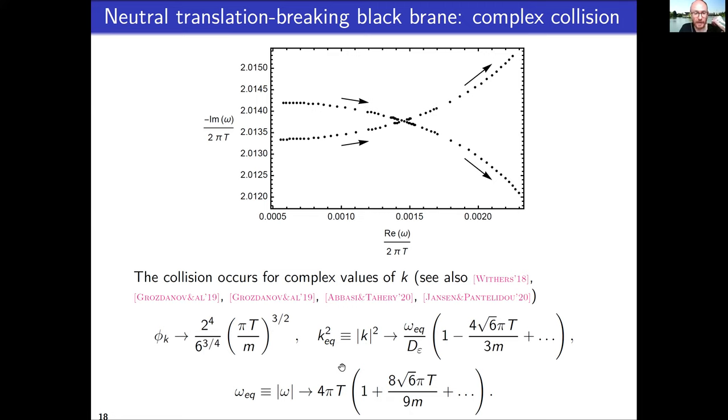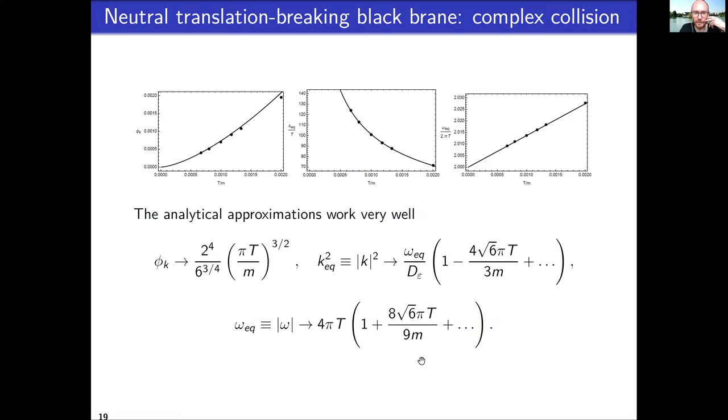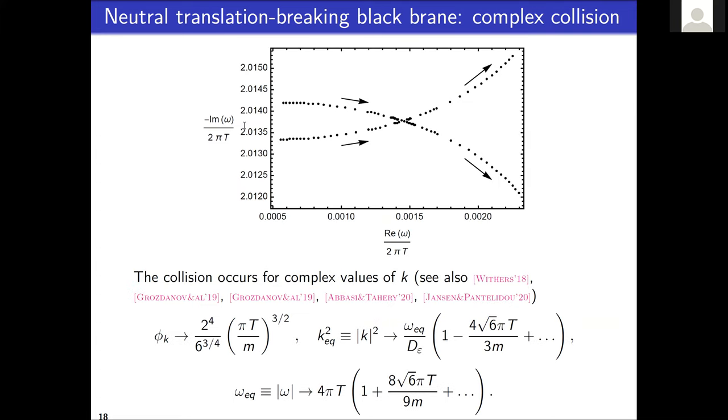And again, we can compute the local equilibration length and the local equilibration time by the knowledge of where this collision is happening. And this is given here. All of these analytical approximations work very well. The previous plot, so all these lines are at what, fixed imaginary k? Fixed phase. And we vary the modulus. Okay. Thanks.